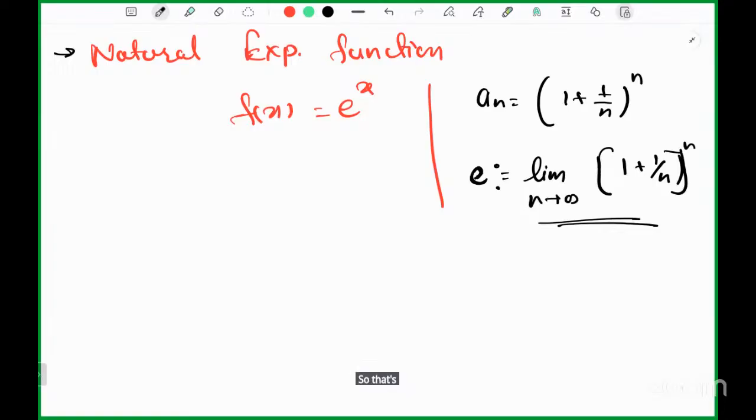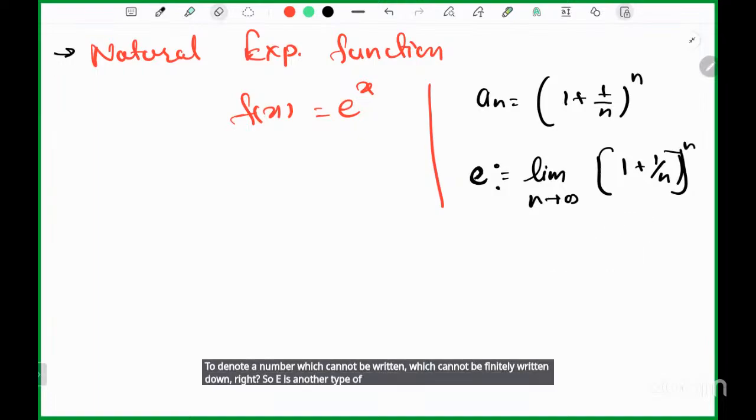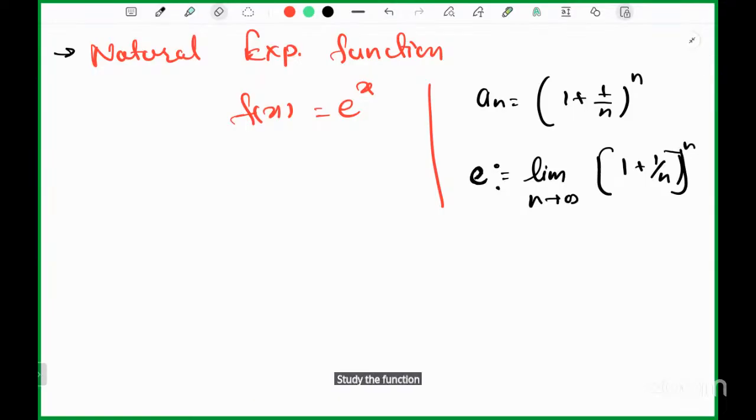So that's why we use a symbol to denote such a number, like pi. Pi is again a symbol to denote a number which cannot be finitely written down, right? So E is another type of number, and it appears in many physical experiments. That's why we study the natural exponential function e to the power x.